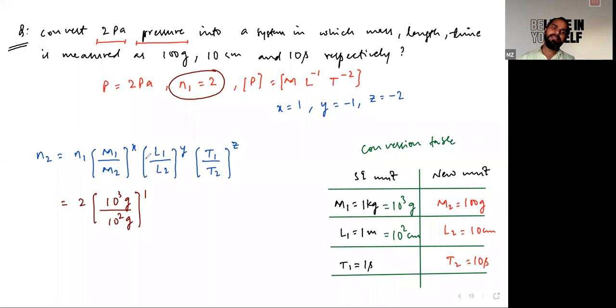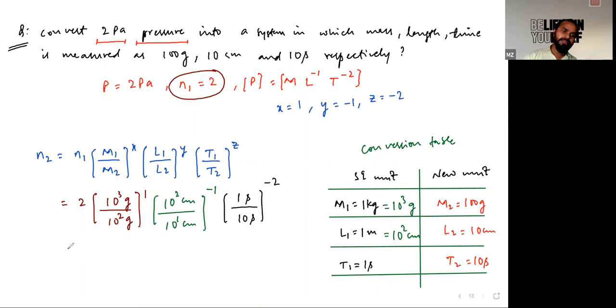The next part is L1, which is 10 to the power 2 centimeter divide by L2, which is 10 centimeter and whole to the power Y, which is -1. The next part is time. T1 is 1 second and T2 is 10 second and whole to the power Z, which is -2.